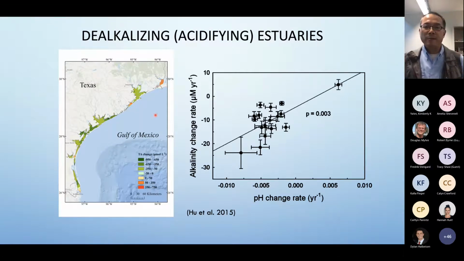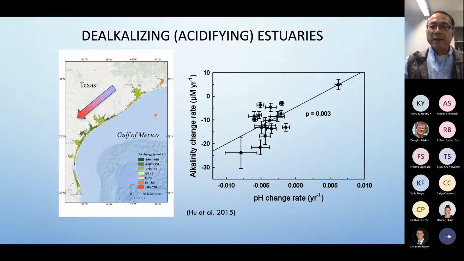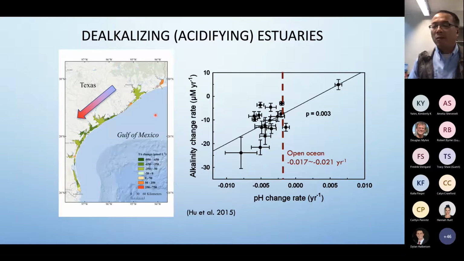We also plotted the alkalinity reduction rate and correlated that with pH, and there's a significant correlation. You can see, when you have a greater decrease in alkalinity, there is a greater pH decrease as well. And again, the arrow shows when you move from northeast to southwest, the climate is getting drier and drier.